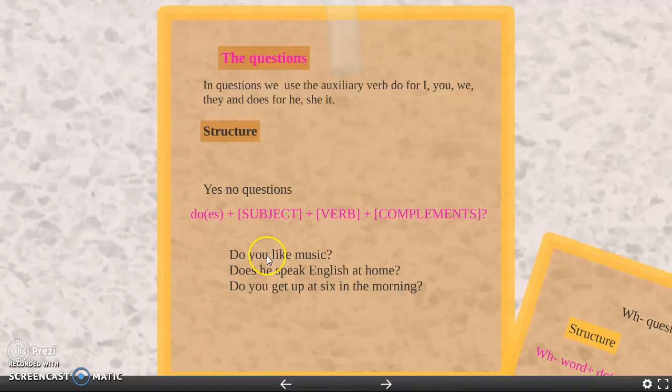If the subject is you, I, we, or they, we use do. Do you like music? Do you get up at 6 in the morning? Now, in the third person singular, he, she, or it, the auxiliary is does. Does he speak English at home? See, there is no S here because the grammatical information is in the auxiliary does.